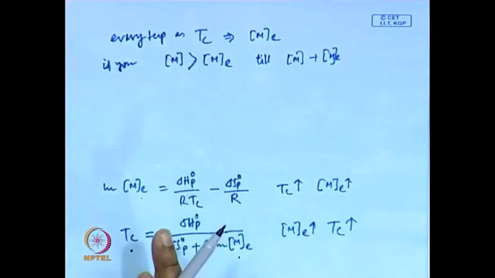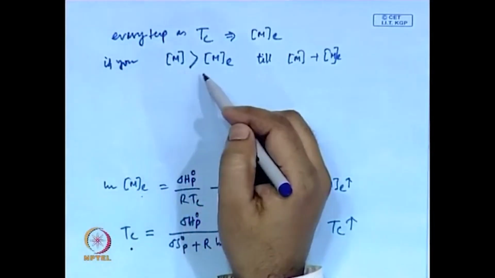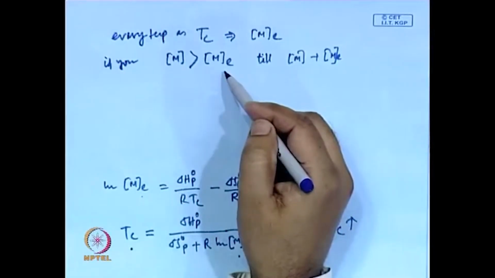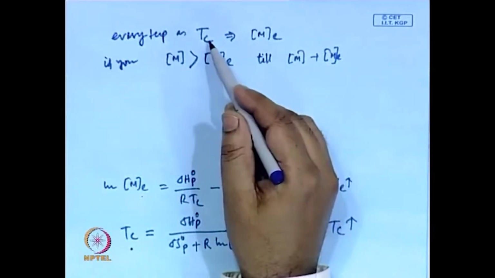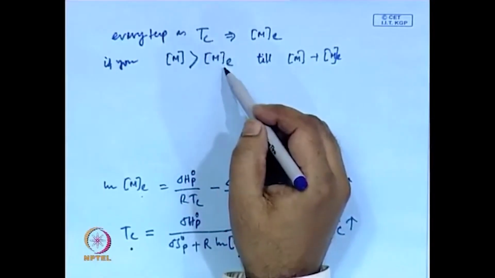So, if you start or at any time during your reaction, your free monomer concentration is higher than the equilibrium monomer concentration corresponding to that temperature, your reaction temperature, then what will happen?